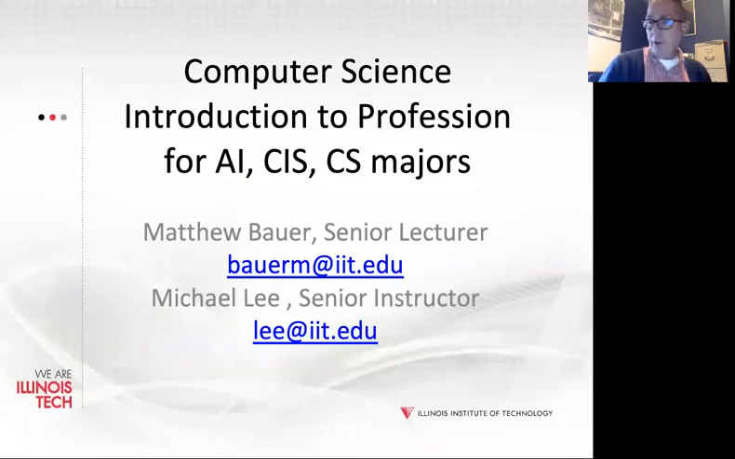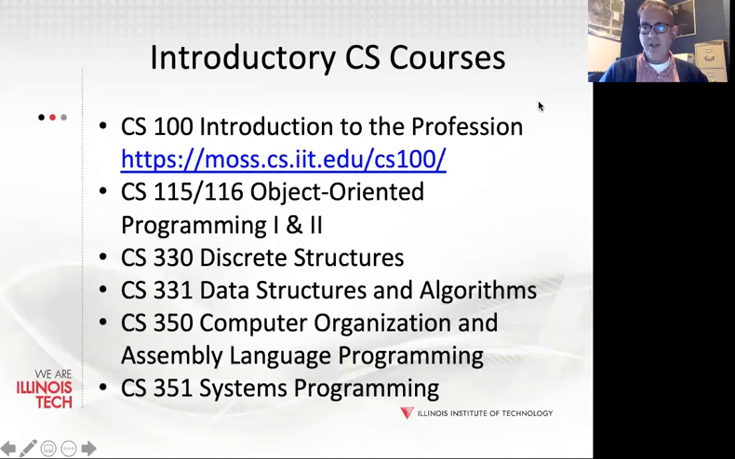So we're just going to give a little overview of the kind of introductory sequence that you would take in computer science and AI, and then talk a little bit about some lessons that we use in our CS100 course. So these are the introductory CS courses here. Again, these are all used for computer science and AI.